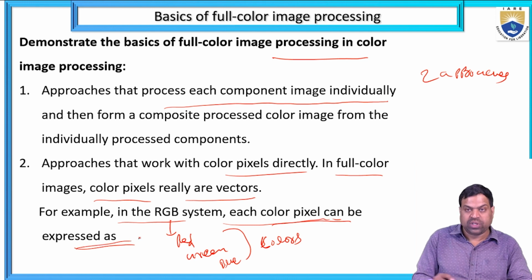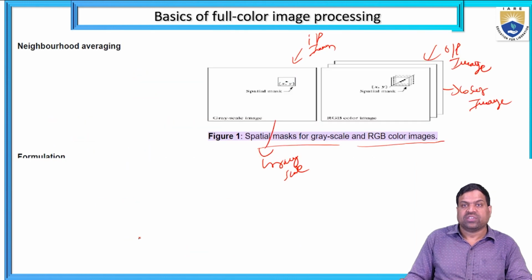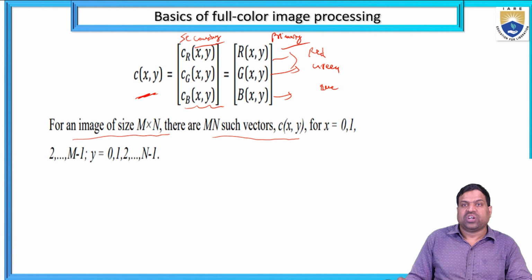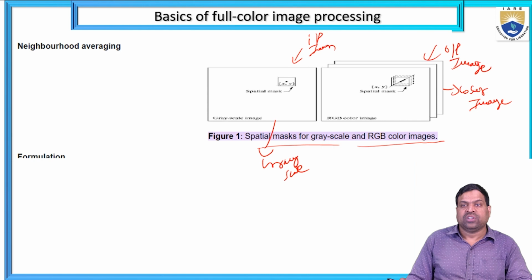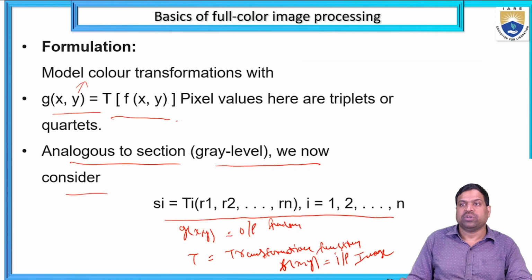Each color pixel can be expressed as C(x, y) = [CR(x, y), CG(x, y), CB(x, y)] = [R(x, y), G(x, y), B(x, y)]. Here, the two-dimensional vector is C(x, y) for x = 0, 1, 2, ..., n minus 1 and y = 0, 1, 2, ..., n minus 1. So it is a spatial mask for grayscale and RGB color images. So, spatial mask to color image.